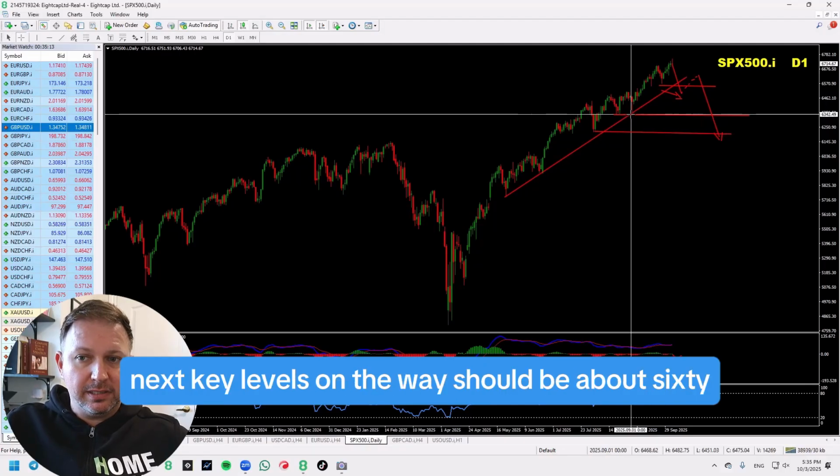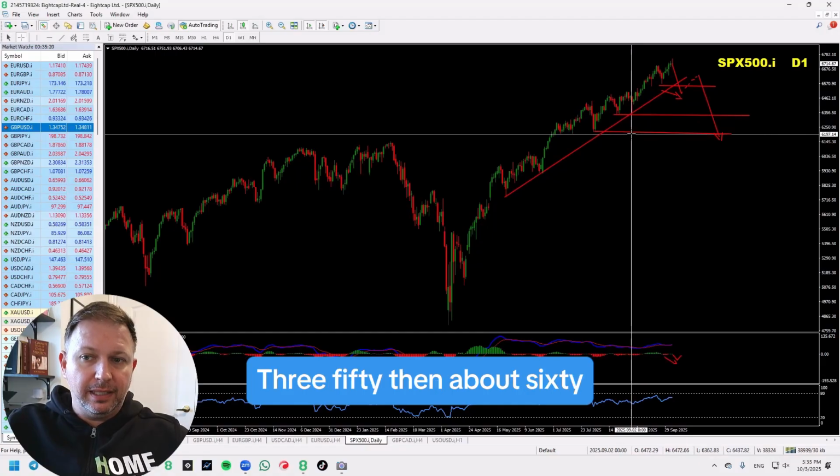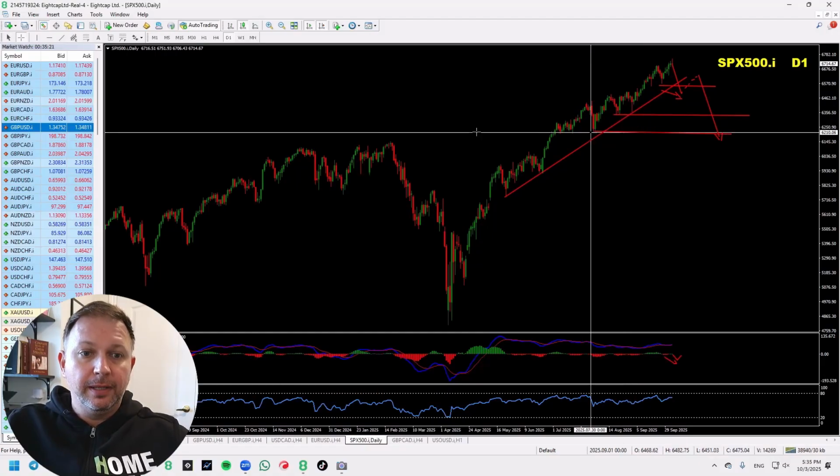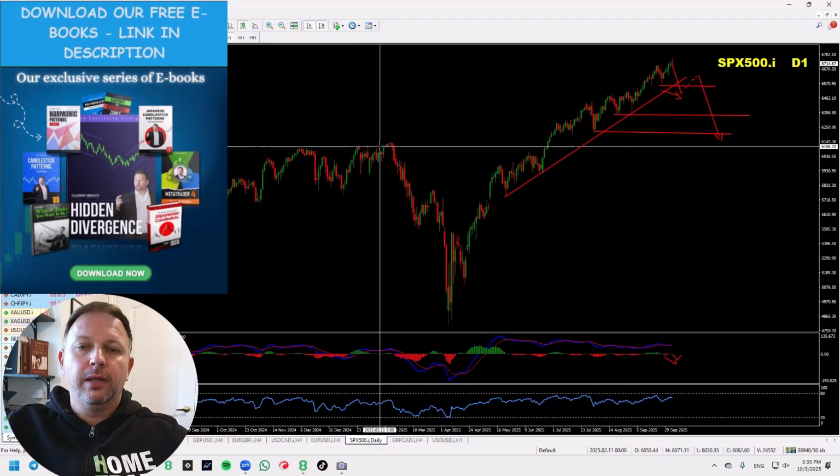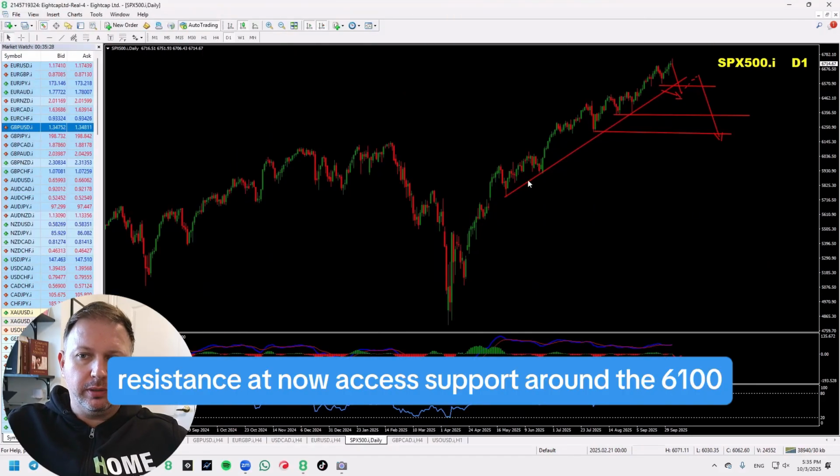The next key levels on the way should be about 6350, then about 6200, and potentially a retest of the weekly broken support resistance that now acts as support around the 6100.